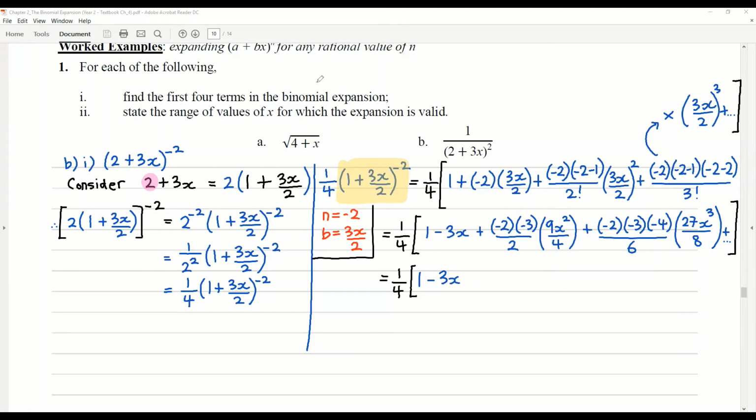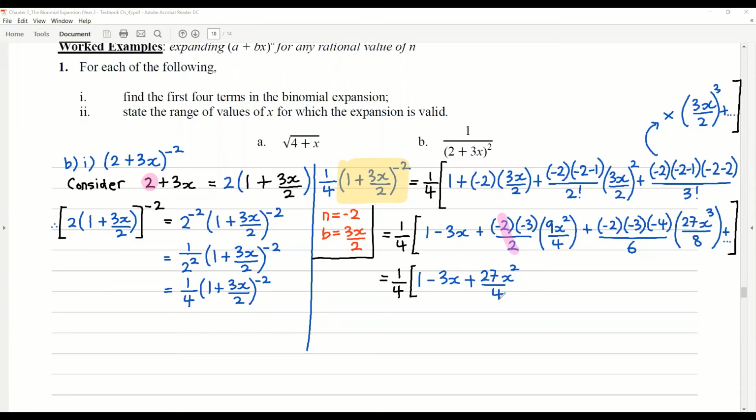Right, so on to the third term now. I'm going to just do a bit of cancelling here. So the 2's cancel, and that's about it. I have 2 negatives, so that's going to give me a positive. Okay, so that's positive. 3 times 9 is 27, x squared over 4.